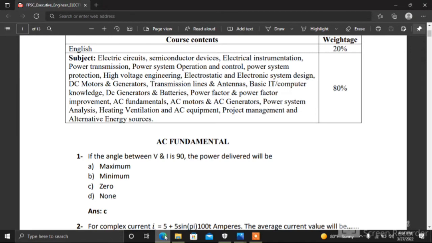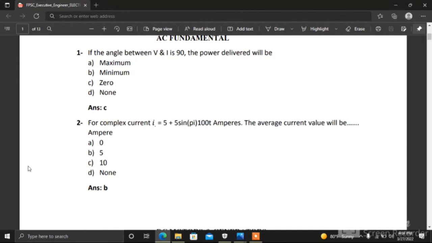So let's start. First question: if the angle between voltage and current is 90 degrees, the power delivered will be? In the case of reactive power, the power formula is P = VI cos theta. Here theta is 90, so cos 90 is 0. The overall power will be 0. Correct option is C. For the current I = 5 + 5 sin(100πt) amperes, the average current value will be 5 ampere. B is the correct answer.